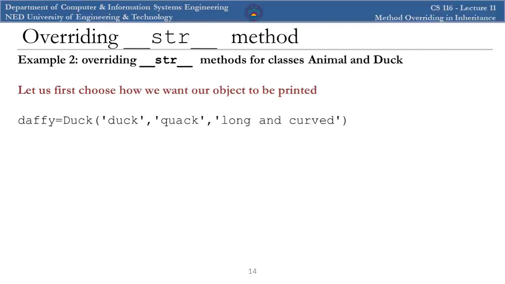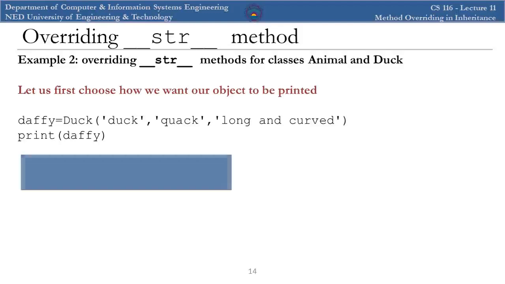Here I am instantiating an object of duck type. That object is called Defi, and I am providing three initialization values. Duck will be assigned to the instance variable species, quack will be assigned to the instance variable language, and long and curved will be assigned to the instance variable beak type, right? Now, if I print this object Defi, what kind of output do I want?